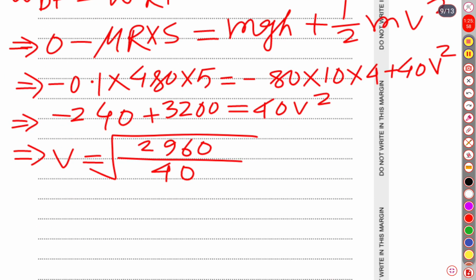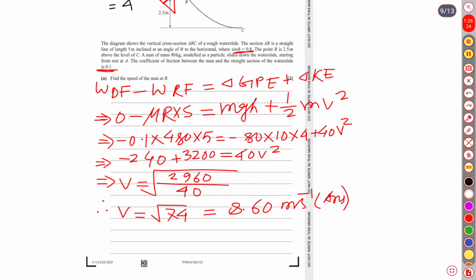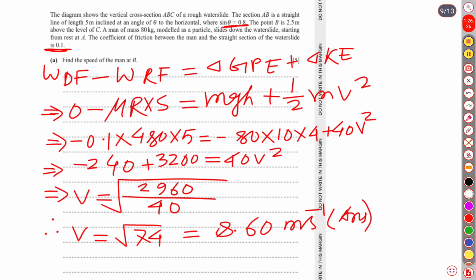Hence our velocity is going to be the square root of 74, which, if we convert it into decimal fraction, is going to be 8.60 meter per second. So we have obtained the velocity. They have told us to find the speed of the person at B. So that is the answer, the solution to this whole question.